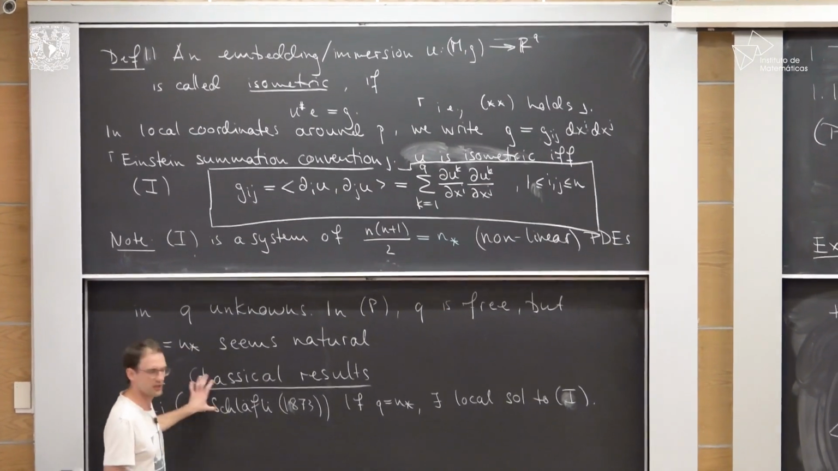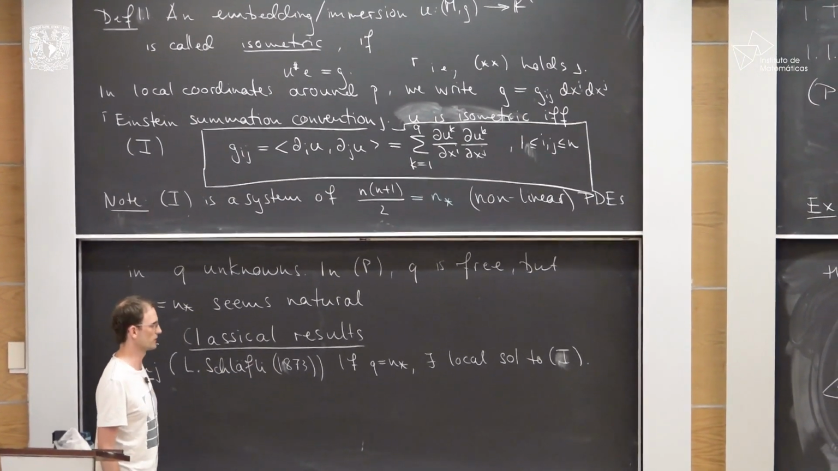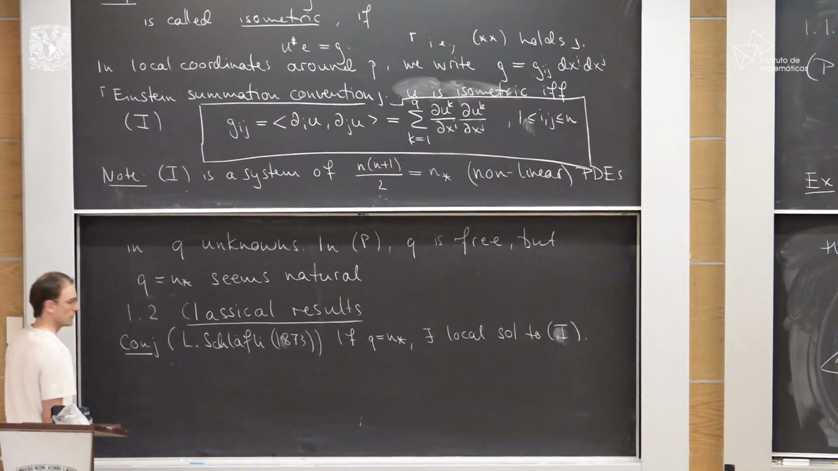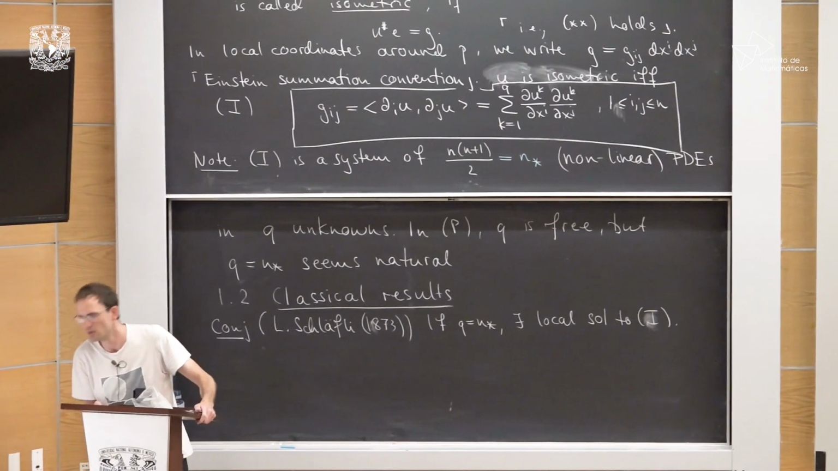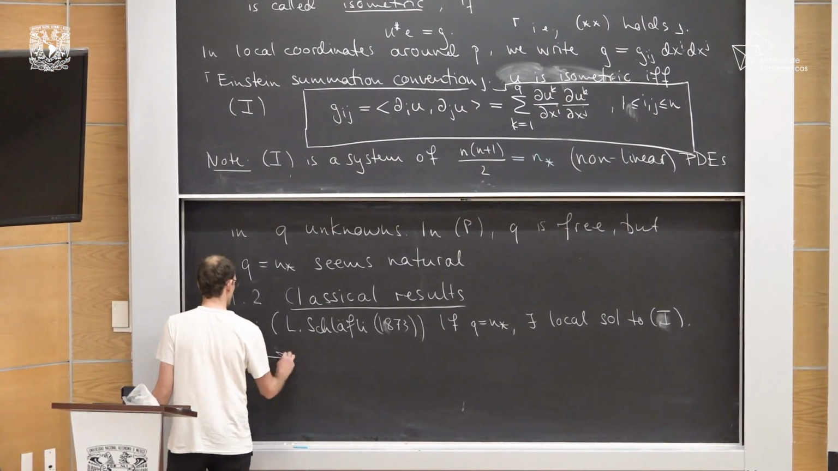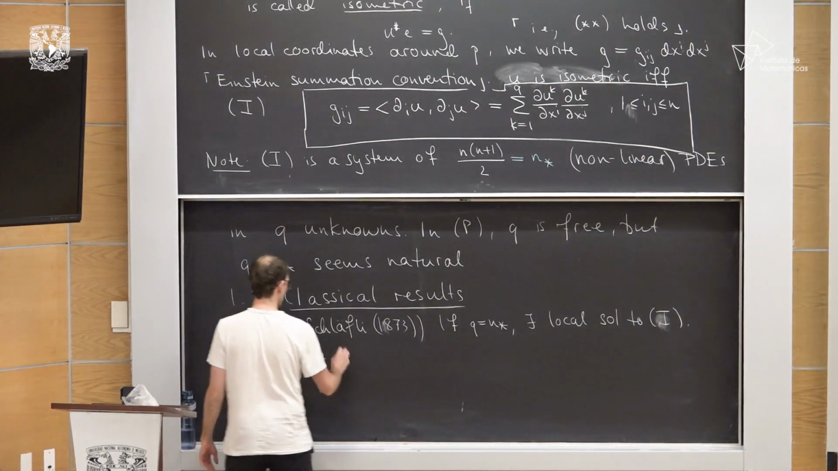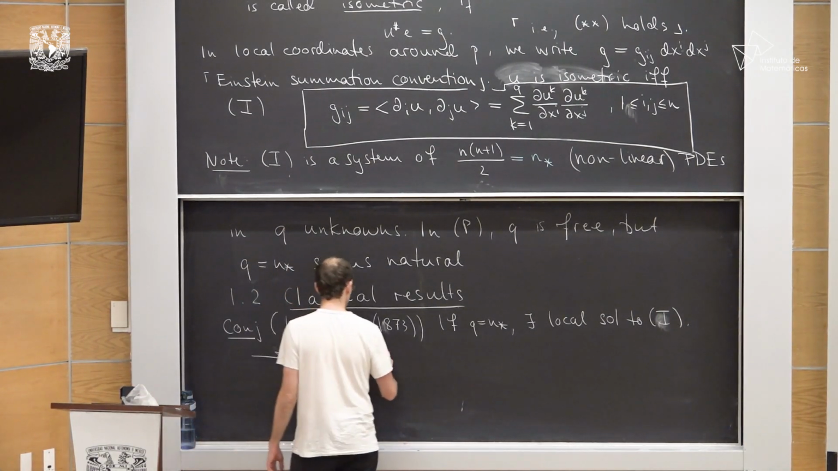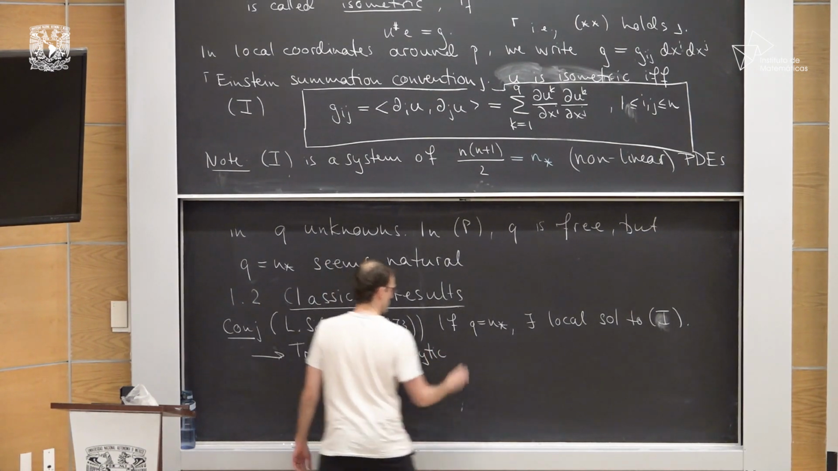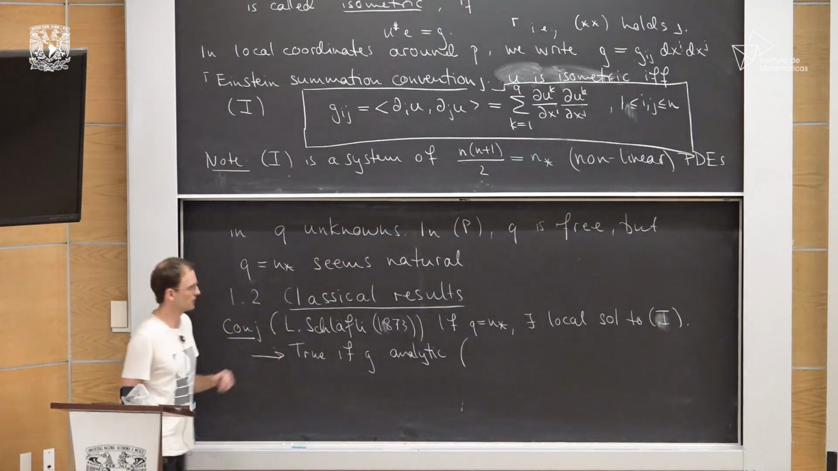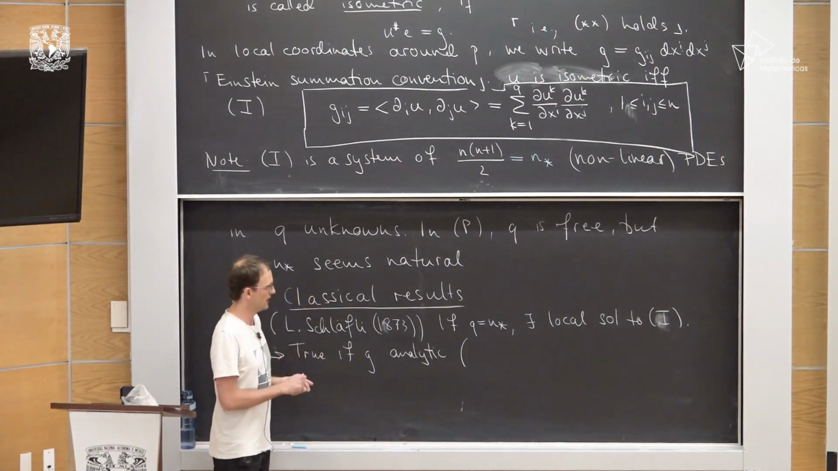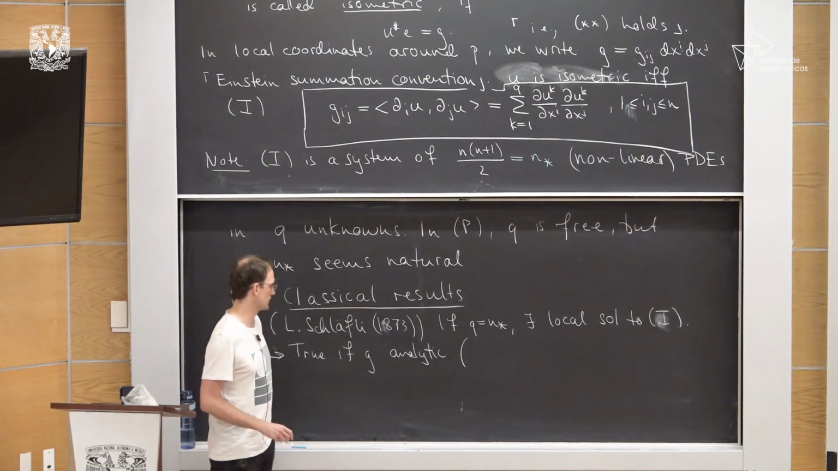And okay, Schläfli was thinking about the analytic category. So he was thinking analytic metric, find an analytic solution. And it turns out that this is true if the metric is analytic, if g is analytic. And you get an analytic local solution. Around any point, you find a small neighborhood and an analytic isometric embedding.